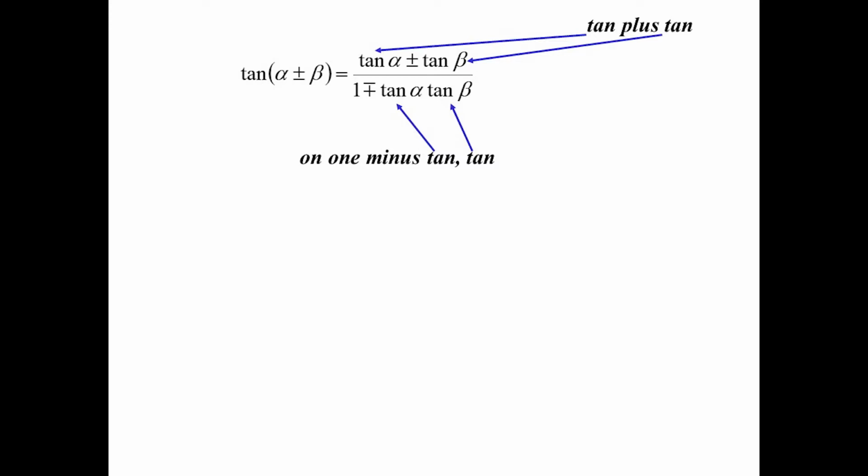Tan plus tan on 1 minus tan tan. So I just remember the plus one, and then if it's minus, I know, oh okay, the signs go the other way around. But I always just remember this one as tan plus tan on 1 minus tan tan. So we now have our 3 results.